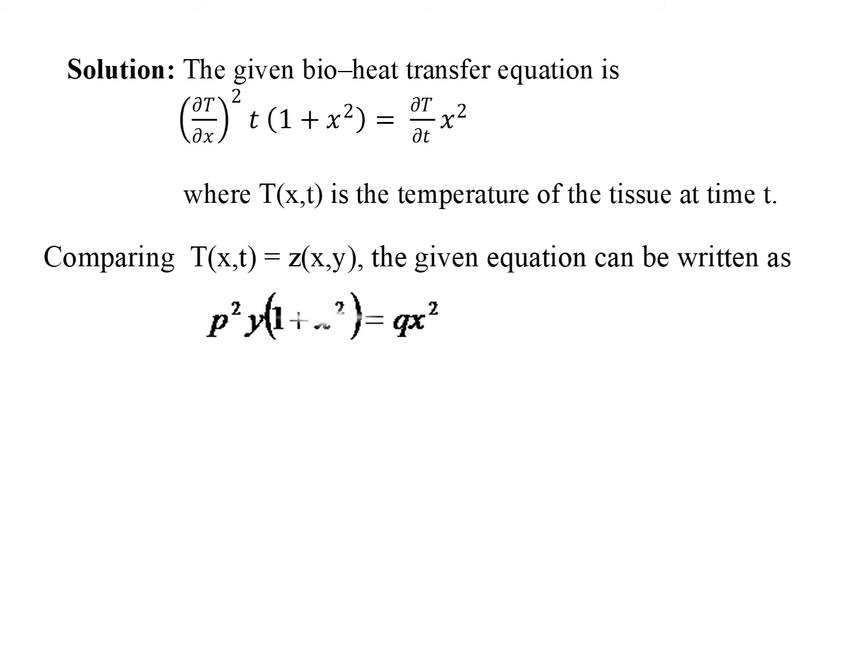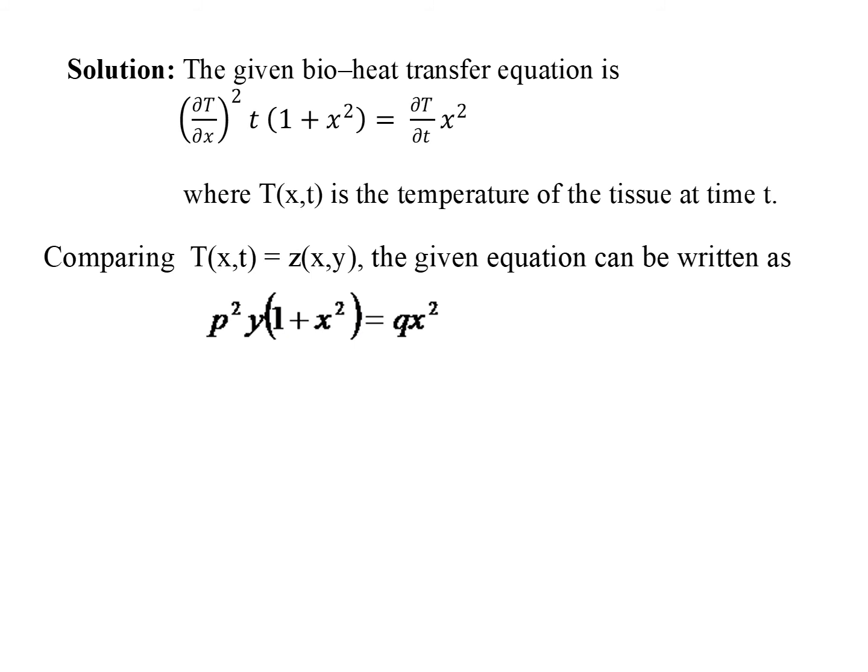So let us relate this to the original variables. Comparing capital T with z and x comma t with x comma y respectively, we can convert the given equation into our form: p squared y into (1 plus x squared) equal to q into x squared, because what was p?